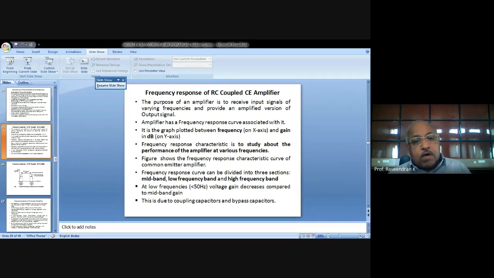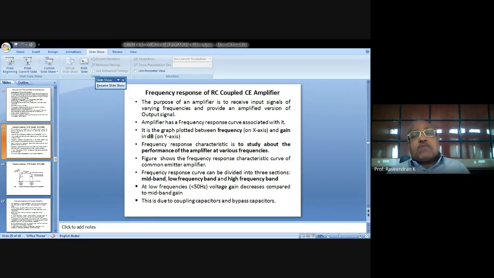And between the lower frequency and higher frequency points, the range of frequencies is called the mid-band frequencies. In this mid-band, the voltage gain is almost constant. That is why the curve from the low frequency point to the high frequency point is almost parallel to the frequency axis. So everywhere here, the gain is almost constant.